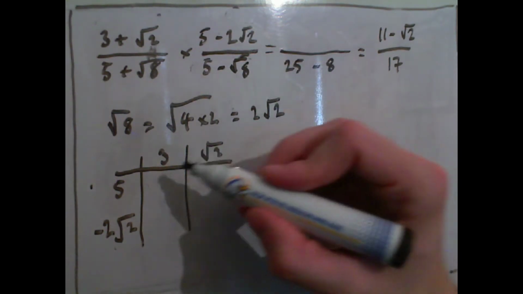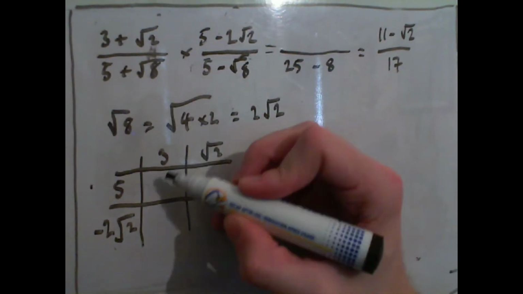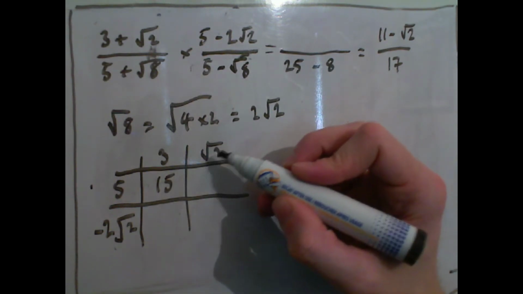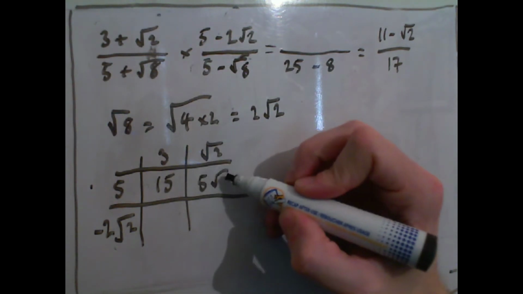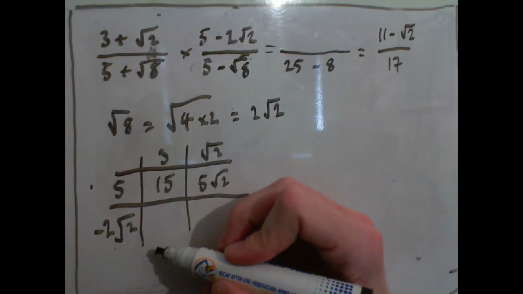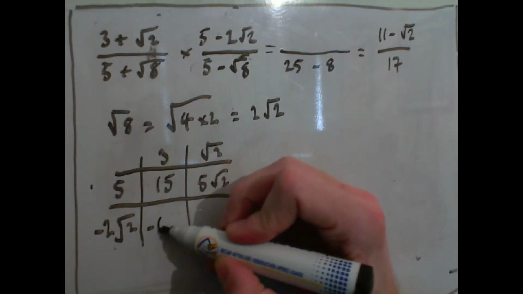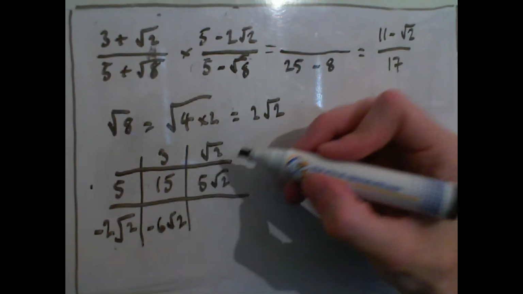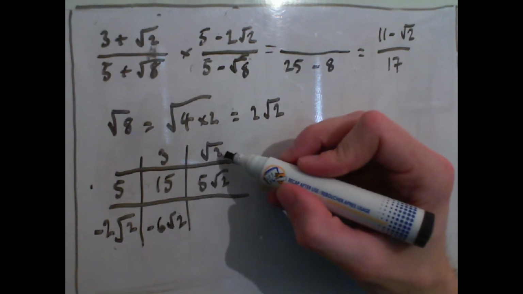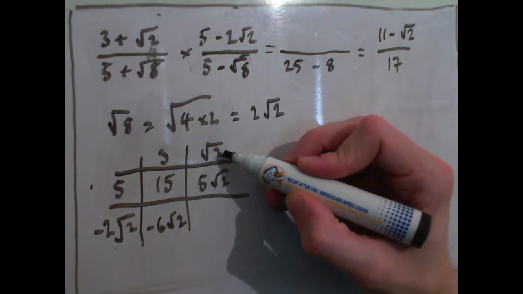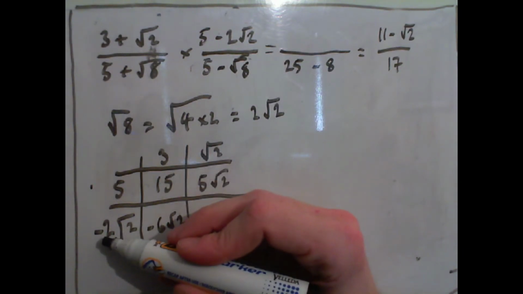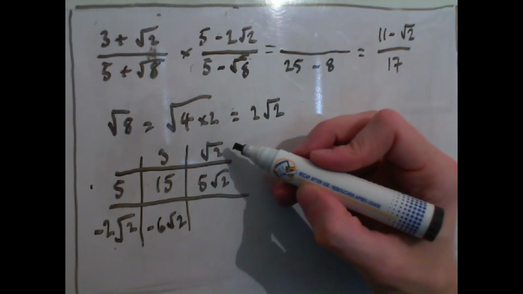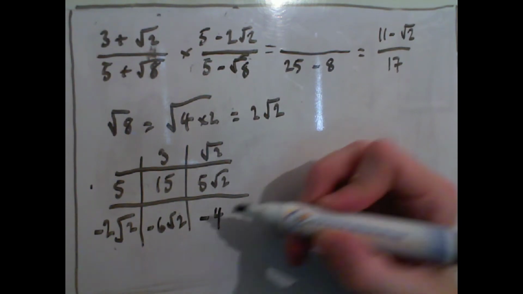So 5 times 3 gives me 15. 5 times root 2 is 5 root 2. And 3 times negative 2 root 2 is negative 6 root 2. And then minus 2 root 2 multiplied by root 2, well, root 2 times root 2 is 2, and minus 2 times 2 is minus 4.